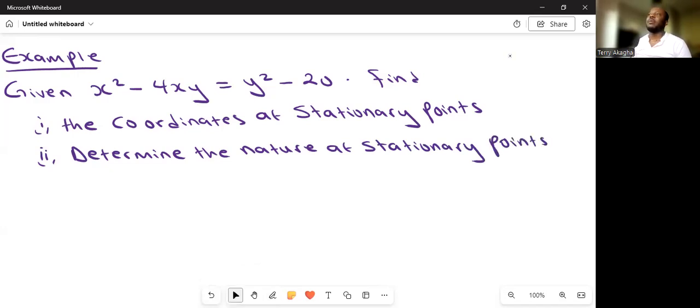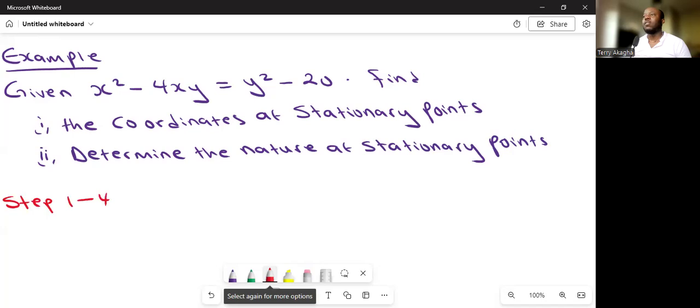Okay, so let's look at this now. We are given an obviously implicit equation, and they want you to find the coordinates of the stationary points, and also to determine the nature at the stationary points. As usual, like in the previous video, I'm going to quickly go through steps 1 to 4. The first thing is that you differentiate x as normal. The second thing, in step 2, is that when you're differentiating y, you have to make sure that you add dy/dx. Step 3 is that all rules of differentiation apply. So let's maybe stop at step 3 first, then we'll move on from there.